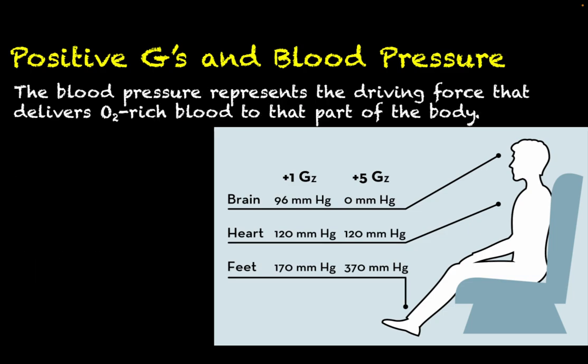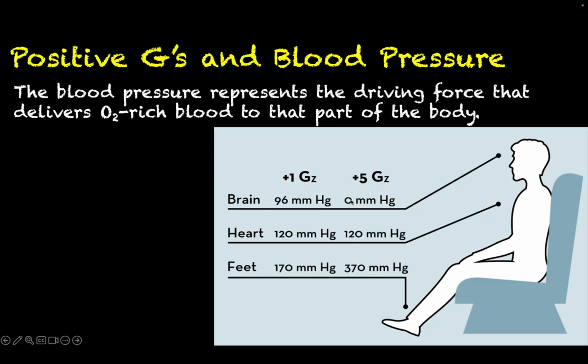So the blood pressure basically represents the driving force that delivers oxygen-rich blood to that part of the body. Do not forget, blood flows from areas of high pressure to areas of low pressure. So we need the pressure in the brain to be high enough to drive that blood through, okay? So the heart is at 120 and the brain is at 96. So that difference there is the driving force that is going to get the blood from the heart to the brain. But that applies at 1G.